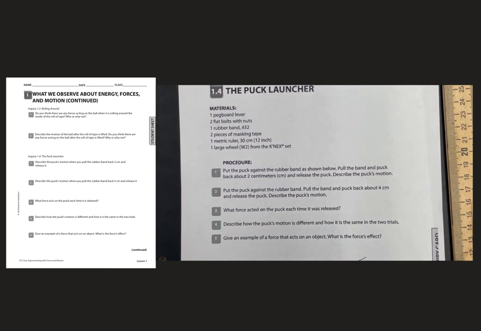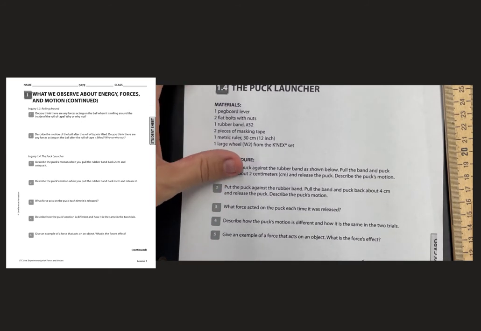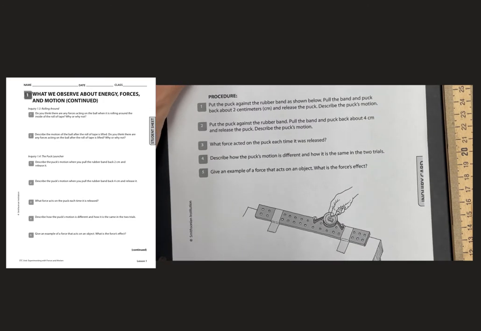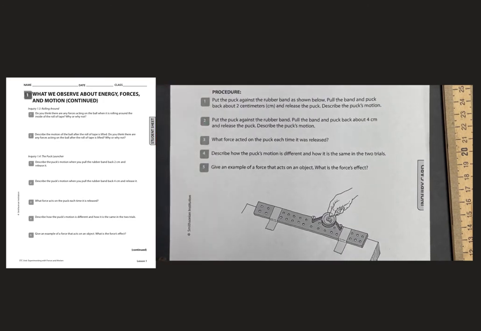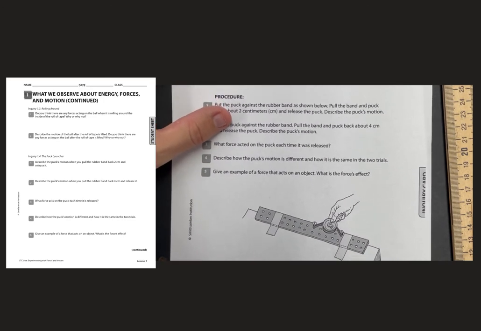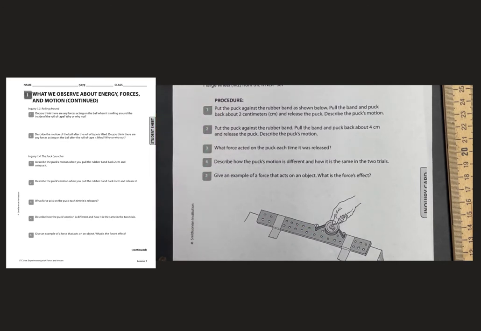So, number 1, put the puck in the center of the rubber band against it, as it's shown below. So that's referring to the bottom of the sheet that you can't quite see. So that's the way you're going to set it up to do the experiment. All right, pull the puck back about 2 centimeters and release the puck. Describe the puck's motion. So let's do that real quick. Well, let's just finish going through it.